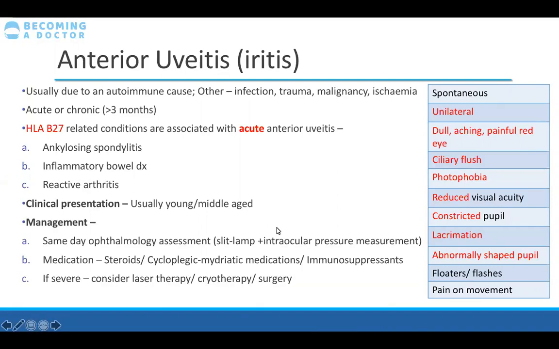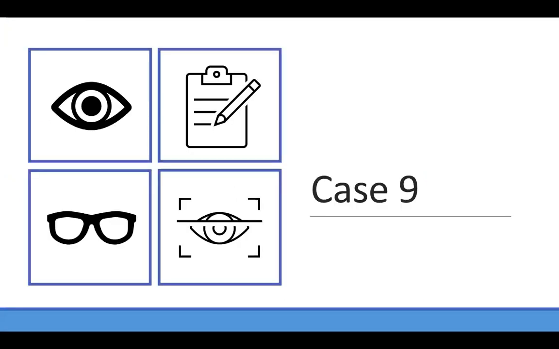And in terms of the management, so again, you want to send them for same-day ophthalmology assessment. And when you do, they'll do a slit lamp, they'll check the intraocular pressure. In terms of medication, so options are steroids, cycloplegic, mydriatic medications, and immunosuppressants. And if it's very severe, there are other things that can be considered, such as laser therapy, cryotherapy, or surgery. Okay, and I hope that makes that clear.